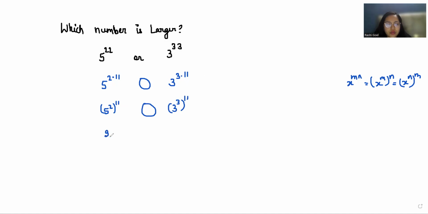So 5 square is 25 whole power 11 and 3 cube is 27 whole power 11. Now, if the powers are same, we can compare the base. So 27 is greater. So we can say that 3 power 33 is greater than 5 power 22.